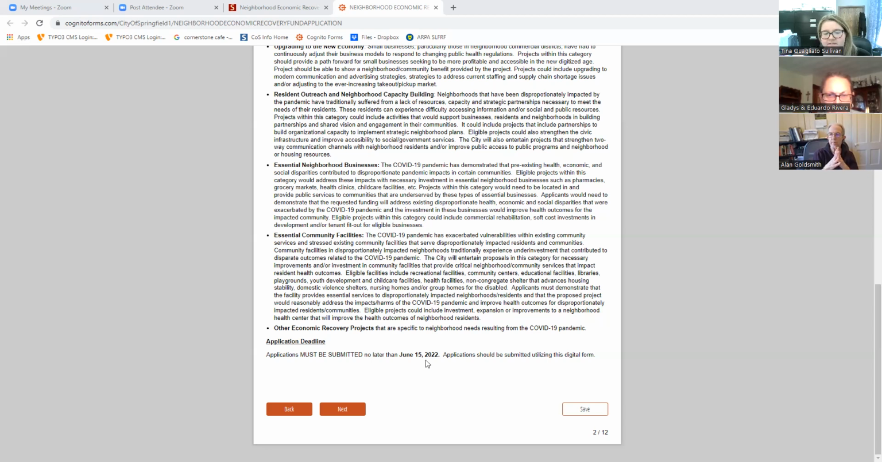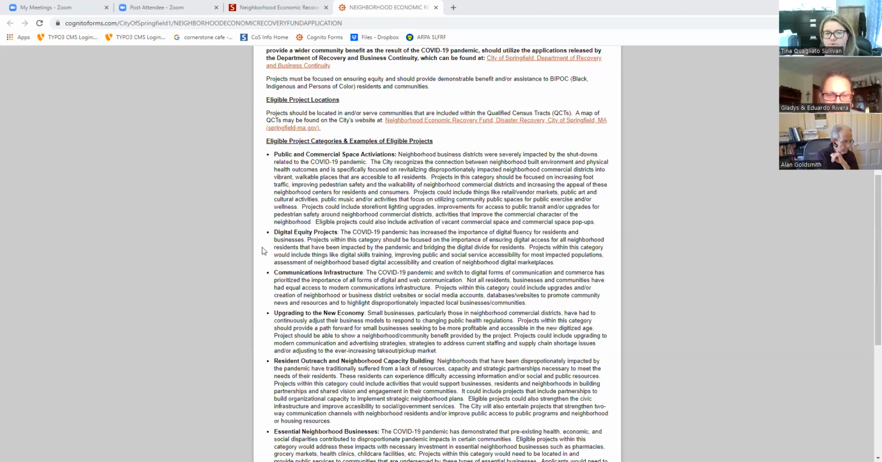And then we've left this other category, economic recovery projects that are specific to a neighborhood's needs, in case there's a category that we missed that doesn't cover the other gamut of things, but there's a very specific neighborhood need that would otherwise qualify.